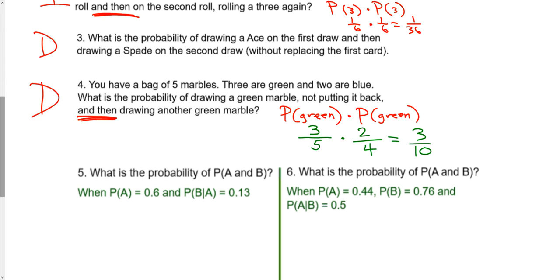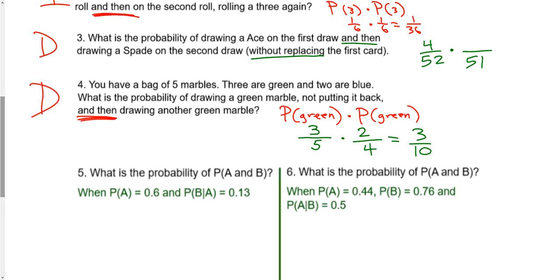Number 3, what's the probability of drawing an ace on the first draw and then drawing a spade on the second draw? So I'm not going to write the formula, but let's see. Without replacing, that's important. And then we have the "and then" tells us we're multiplying. So probability of drawing an ace, there's 4 aces out of the 52 cards. It says we're not replacing it, so automatically that makes the bottom 51.